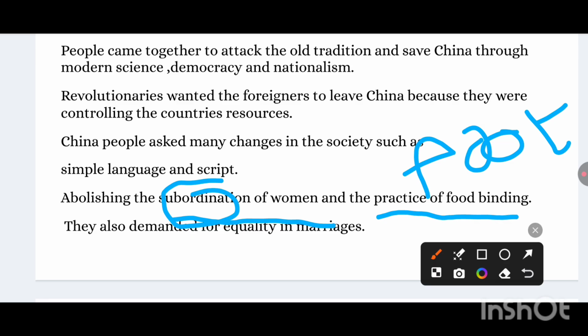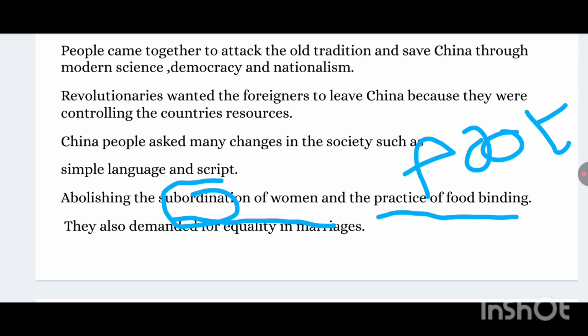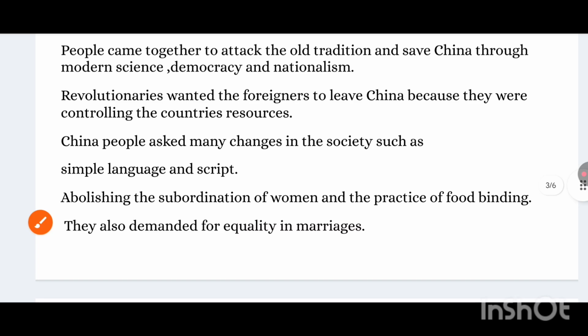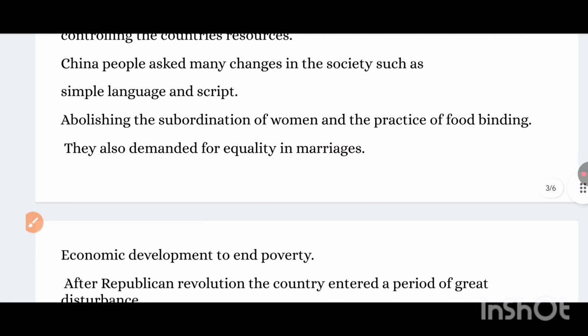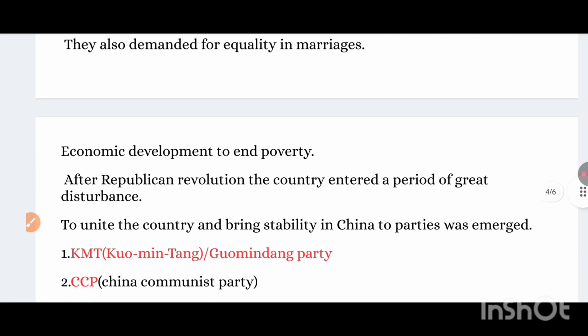So the Chinese people wanted to abolish the subordination of women, and also to cancel the practice of foot binding. They also demanded equality in marriages, and also economic development to end poverty.